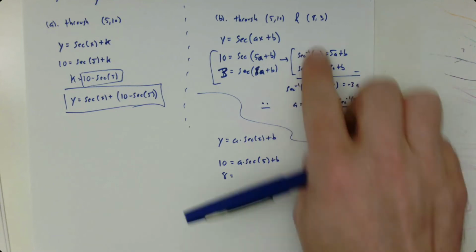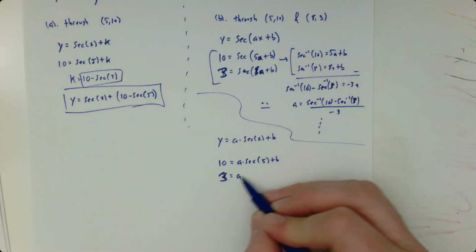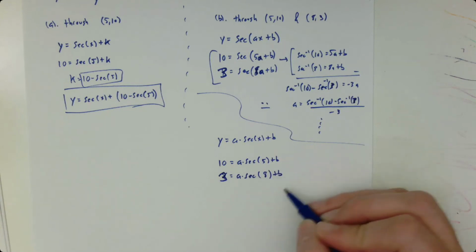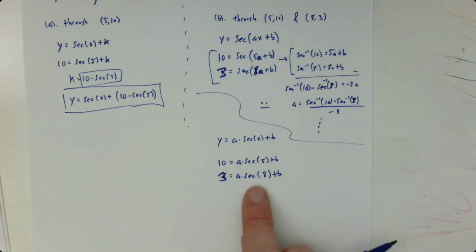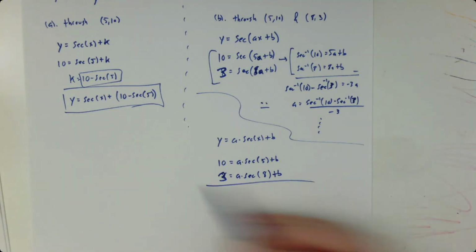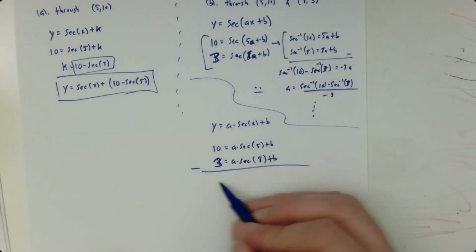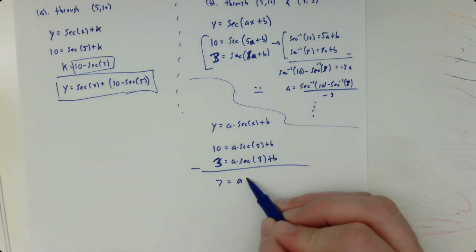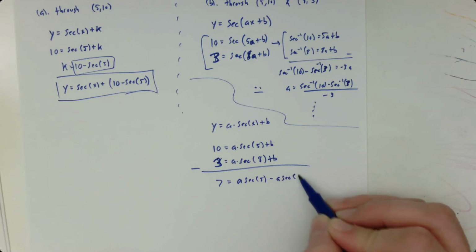So where was I? So 3 is the y value. A times secant 8 is the x value. Great. Okay, so this seems a lot nicer to me, just because I don't have to do inverse secants. So I'm going to subtract them again. So 10 minus 3 is 7. B minus b is 0. So this is a secant 5 minus a secant 8.